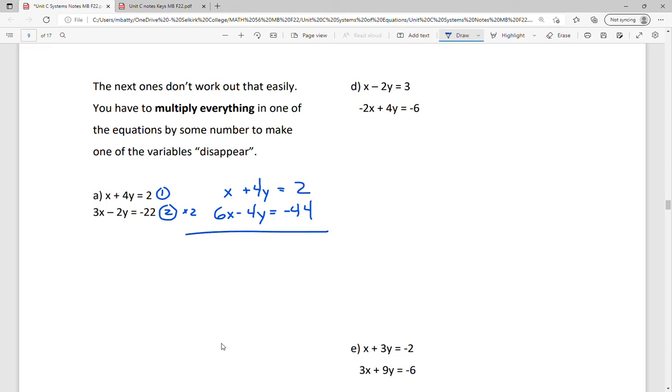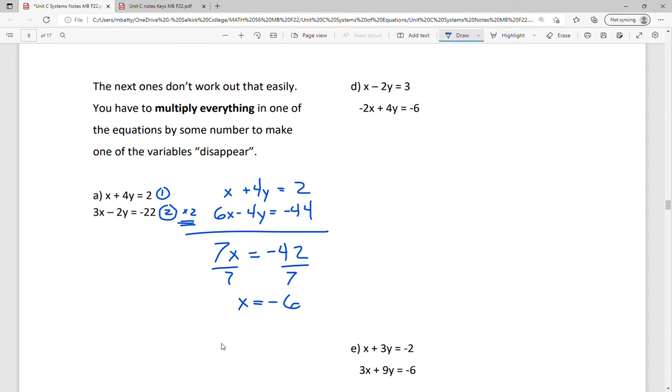So because I did that, I can see that my 4y and my negative 4y would eliminate the y variable, right? That's how I chose to treat that second equation, by multiplying it by 2 so that I could match those coefficients, one being positive and one being negative. So now when I add these two together vertically, I'd get x and 6x, so 7x. My y's go away. And over here on the whole number side, I get negative 42. I'm going to keep going, solving for x. I get x equals negative 6.